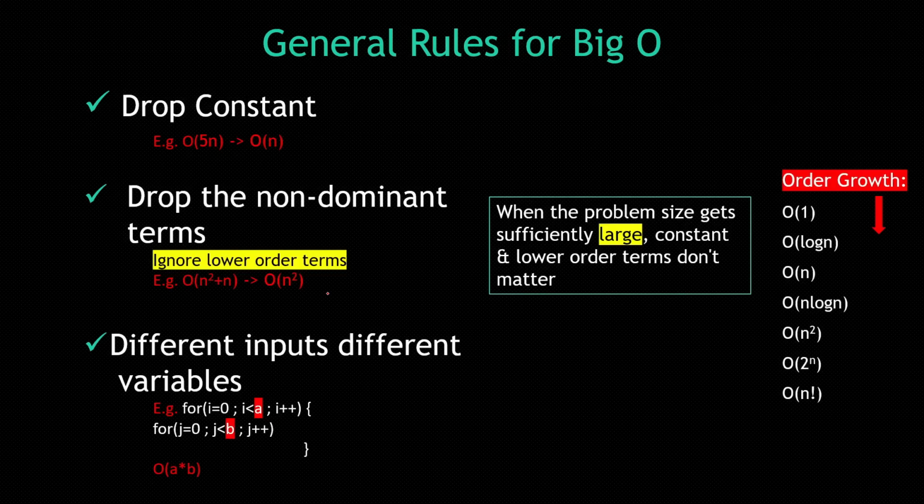The third rule is different inputs, different variables. Suppose we have an input A equal 20 and B equal 500. So A and B both are different. So instead of writing O of n square, we will write O of A into B.